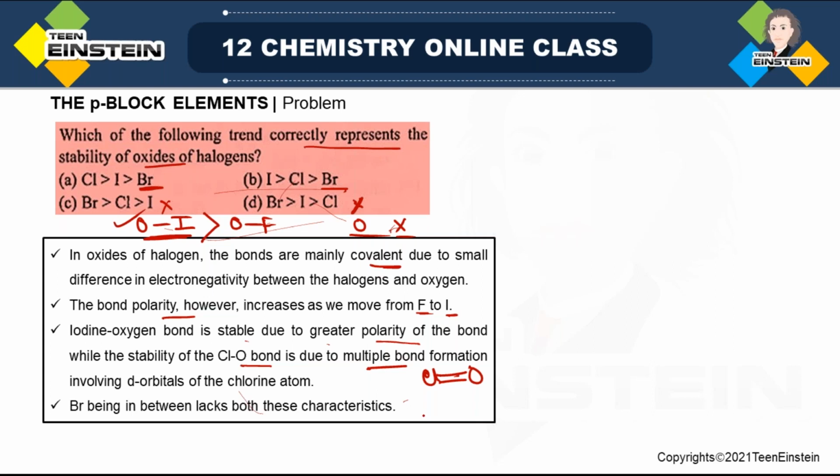So both have their own points. But what about bromine? It is just in between chlorine and iodine, so it lacks both these characteristics. So this is the least stable. But how to choose between I and Cl? Here the bond polarity factor overcomes the multiple bond formation factor. That is the reason oxides of iodine are more stable than chlorine oxides. So option B will be the correct option. First I, then Cl, then Br.